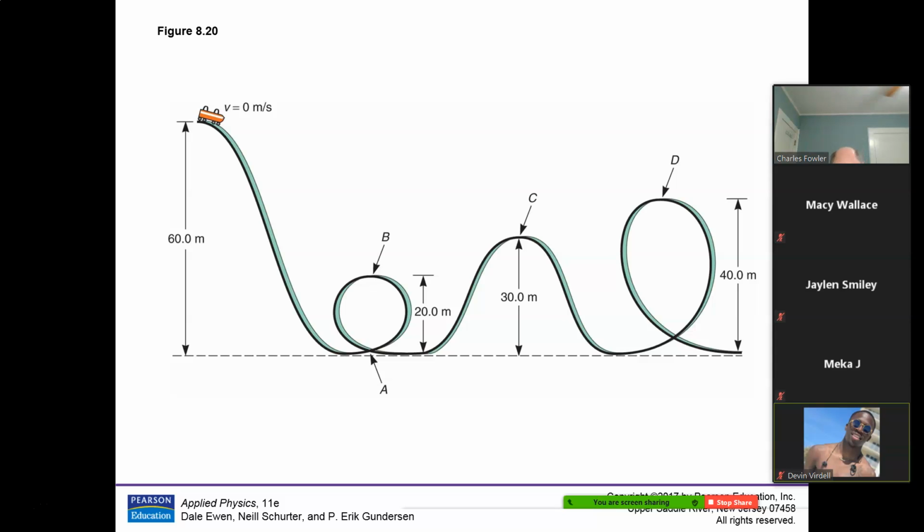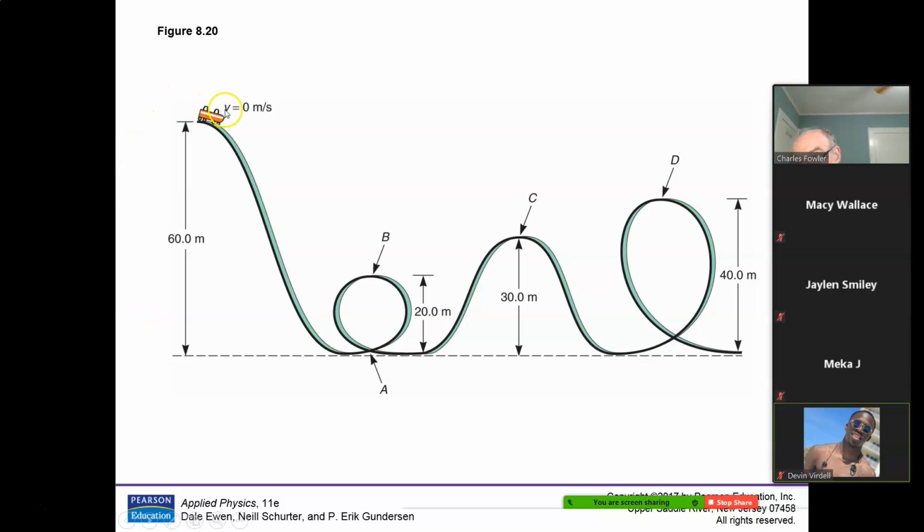Now, this figure here is an applied concepts problem. You don't need to do this, but let's just sort of talk through it now. Another roller coaster problem. The highest point on this is 60 meters above the ground. Somehow you got your roller coaster up there.